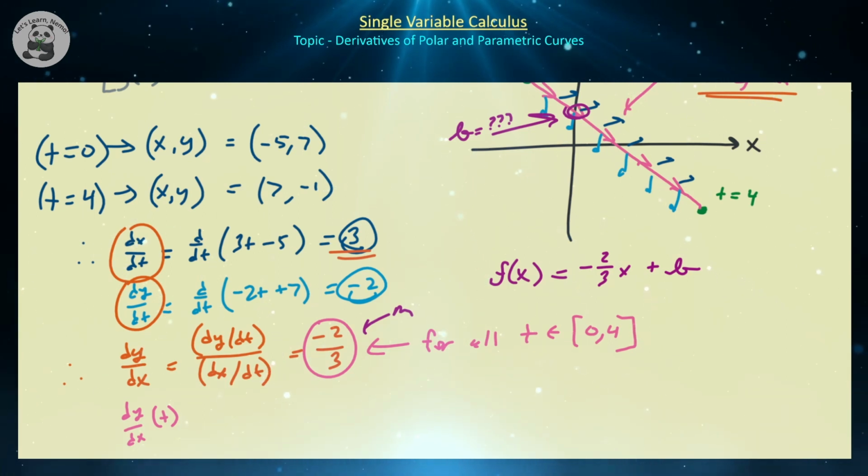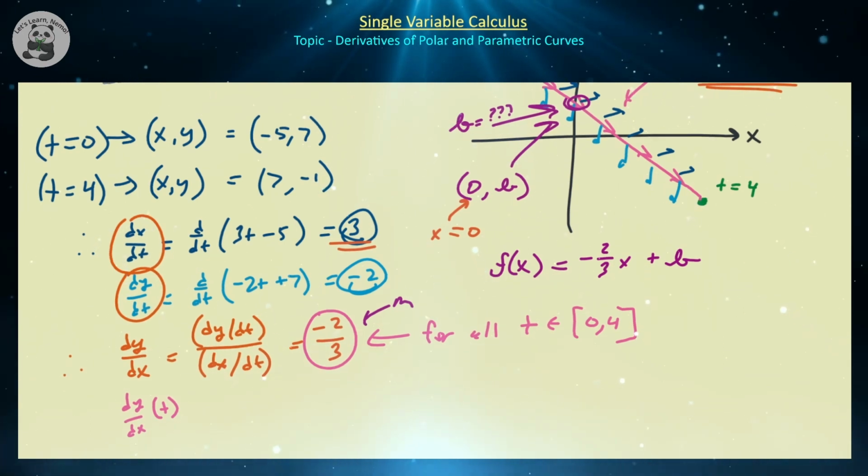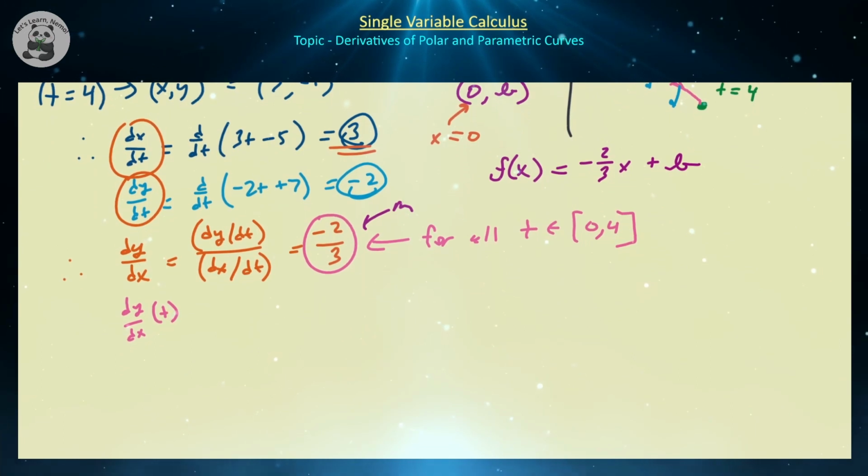So how are we going to find our vertical intercept from a parametric form? Keep in mind our vertical intercept, which is the point 0 comma b, exists when x is equal to 0, right? And let's go back to our parametric function. When is x equal to 0?